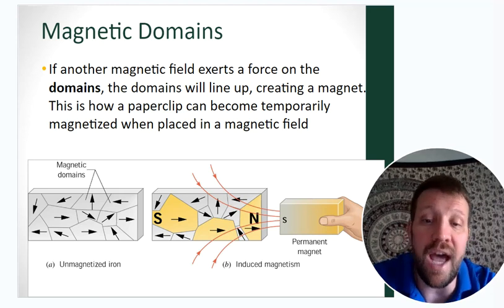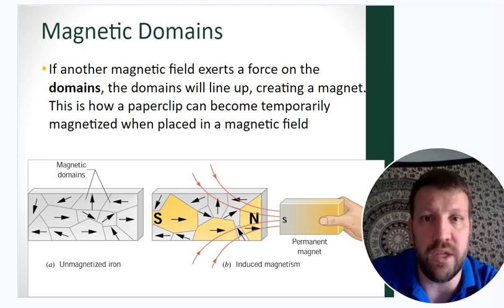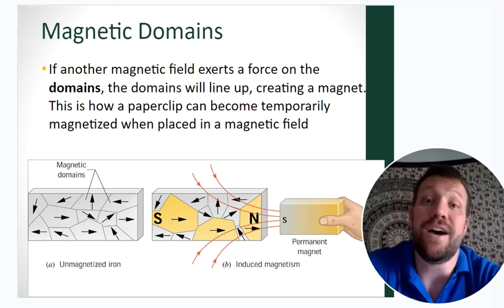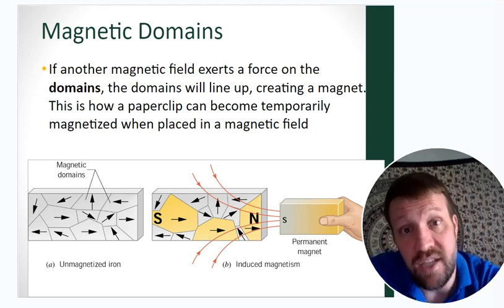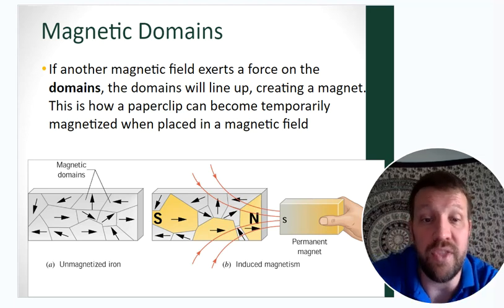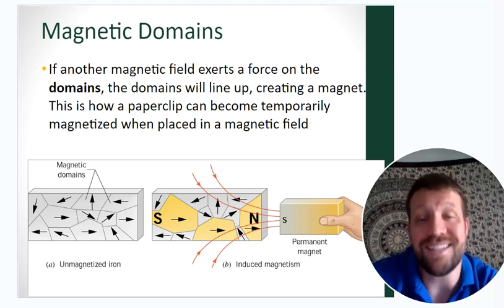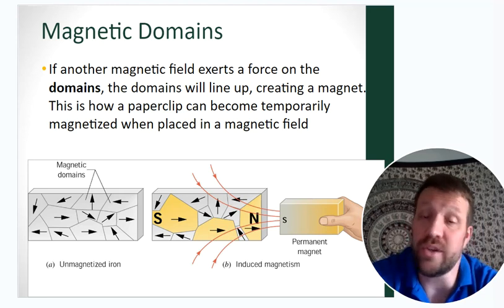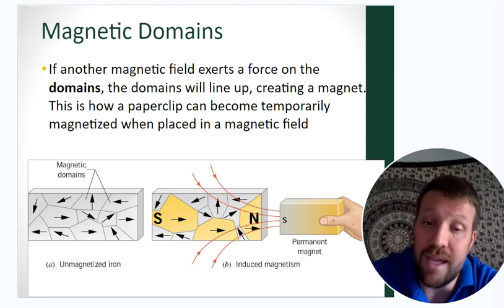And we see how they're unaligned here, and so they're just kind of pointing all over the place. This is why a metal can be held up by a magnet: because it's metallic, it has the potential, it has domains within it, but they're not aligned, and they need to be aligned. Those arrows all need to be pointing in the same direction in order to make a magnet a magnet.